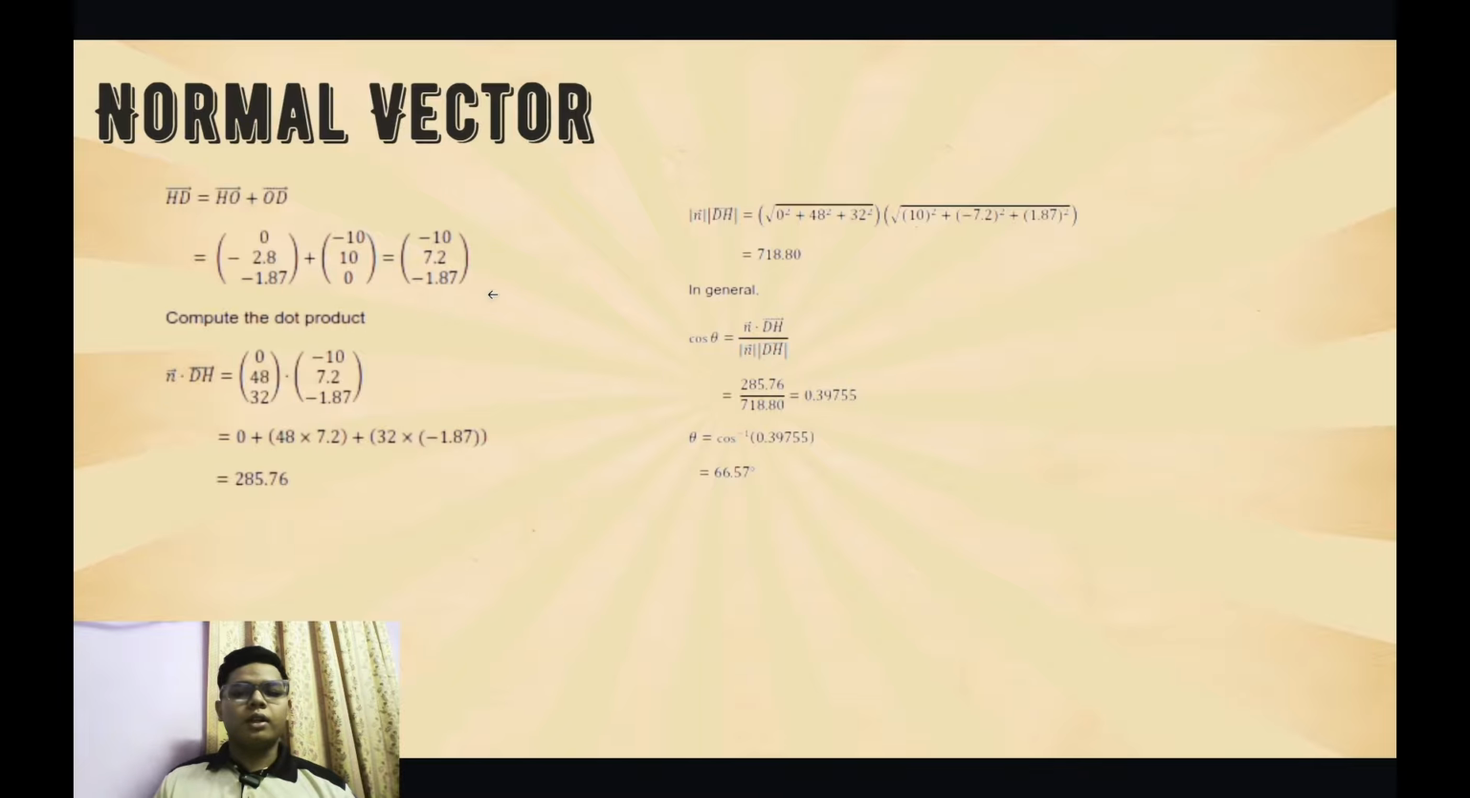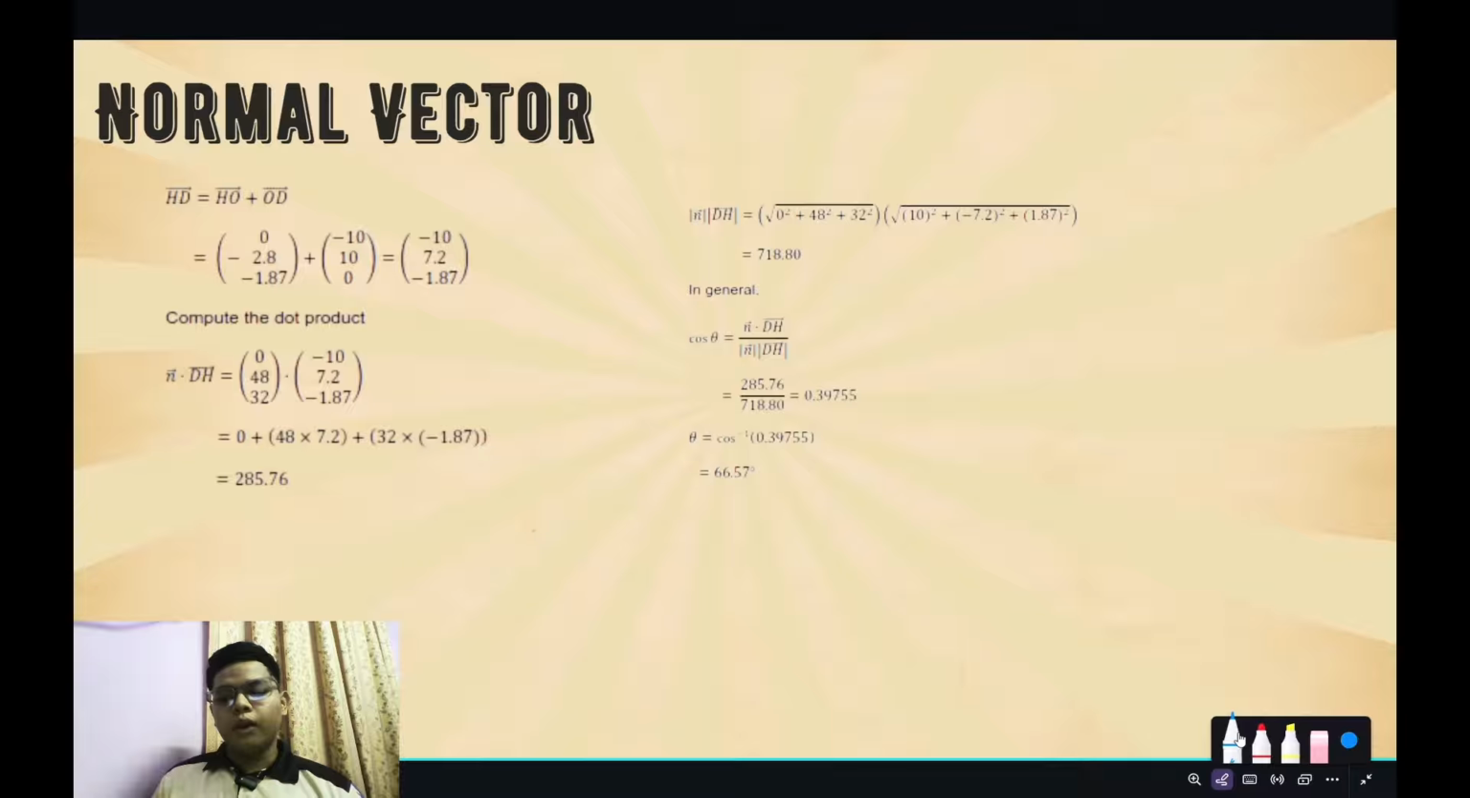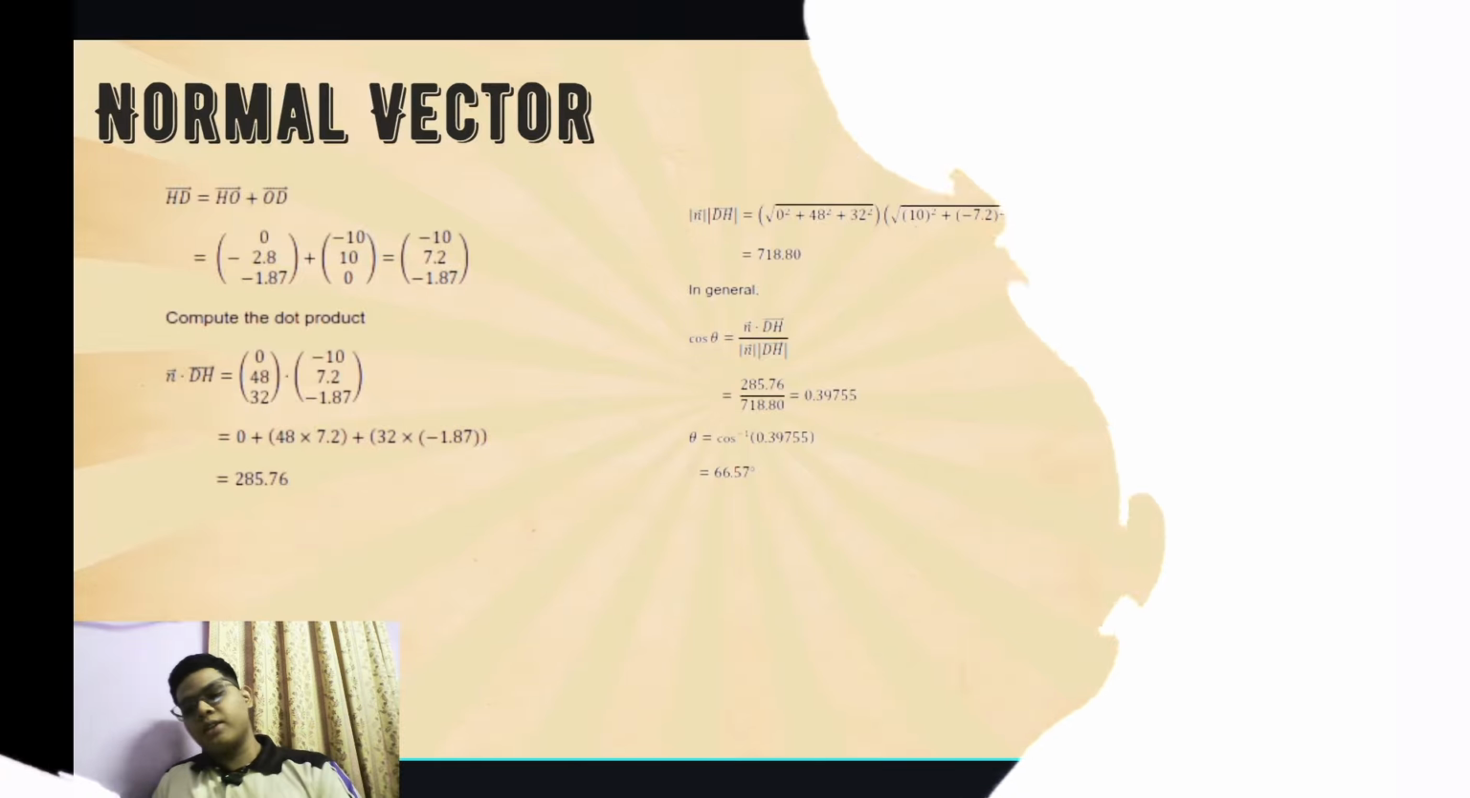This is how we find out if we can see it. To compute the dot product, we got 285.76, and for the magnitude, we got 718.80. So now we have the dot product and the magnitude, we can find theta. So the theta is 66.57. So we're going to continue to the next person.